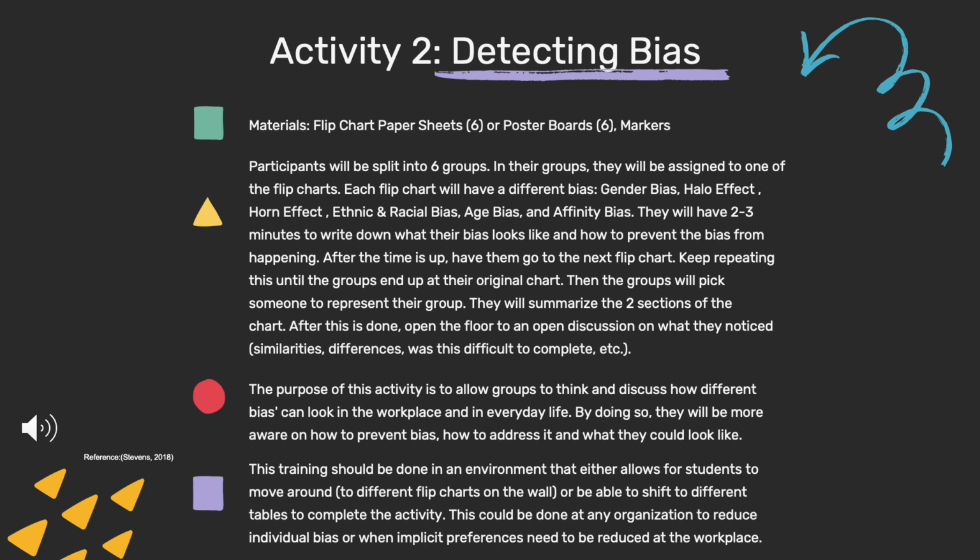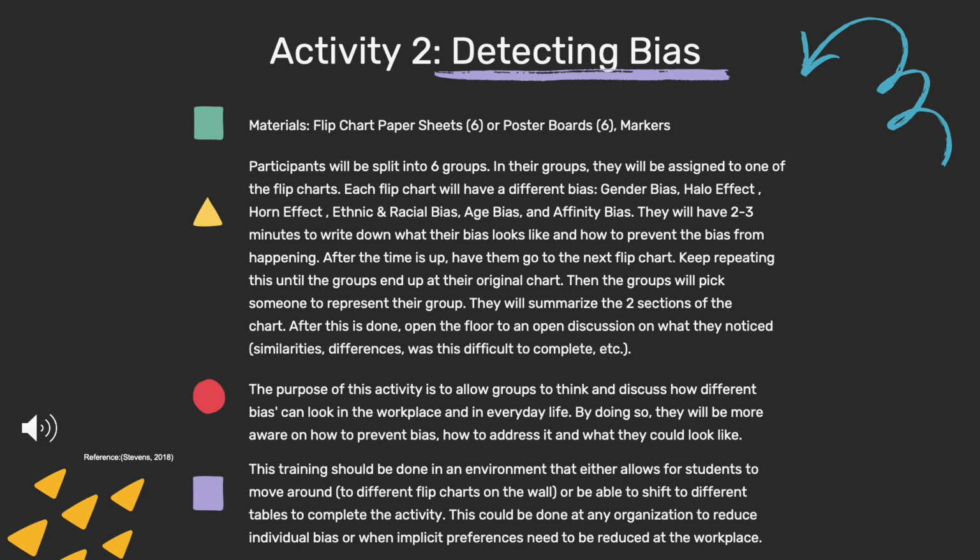For example, some of the different biases that you can put down on the sheet would be gender bias, the halo effect, the horn effect, ethnic and racial bias, age bias, and affinity bias. They will have 2 to 3 minutes to write down what their bias looks like and how to prevent the bias from happening. After the time is up, have them go to the next flip chart. Keep repeating this until the groups end up at their original chart.